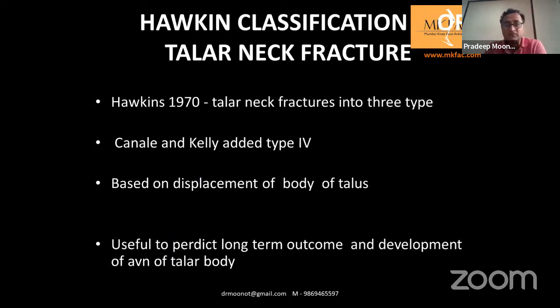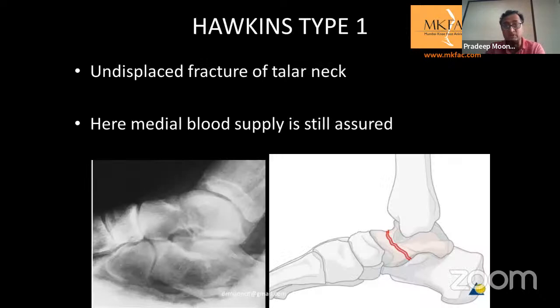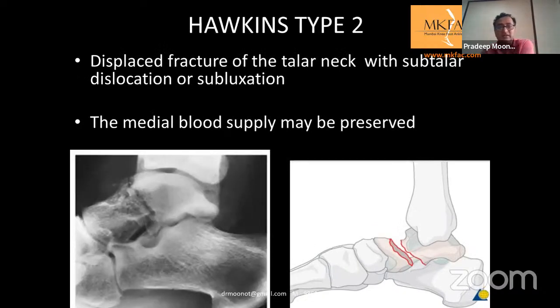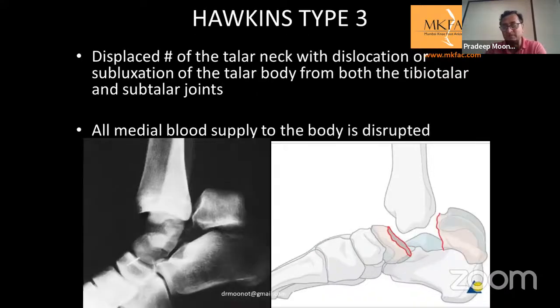Now, everybody is aware of the Hawkins classification, which was done in 1970, three types, and of course the fourth type added by Canale and Kelly. These are usually based on displacement. Right from our PG days, everybody's been using it, and I think it is one classification which has stood the test of time. Type 1, undisplaced fracture of the talus neck, usually medial blood supply is assured. Second is the displaced fracture of the talus neck with subtalar dislocation or subluxation. The medial blood supply may be present.